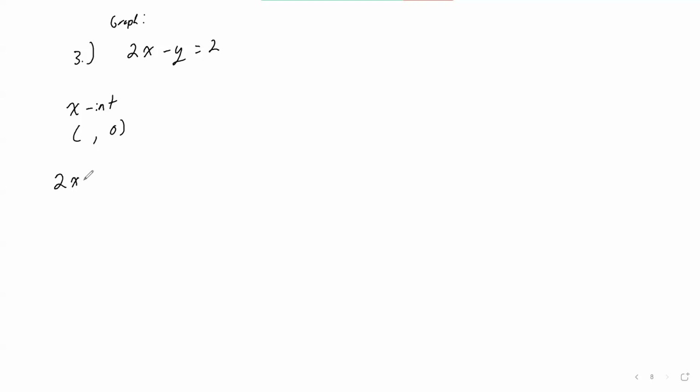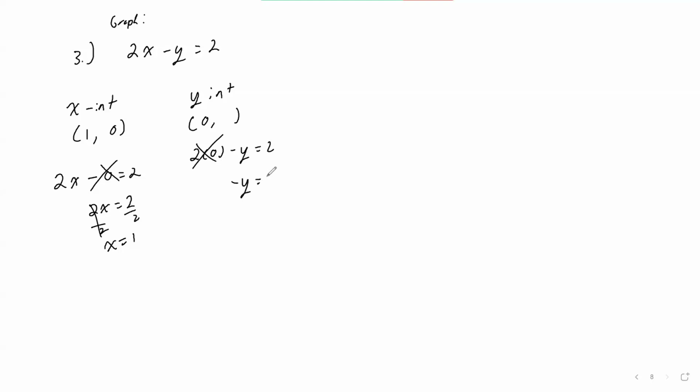Do I need this 0 anymore? Nope, goes away. Good. So there's my first point. So then again, my y-intercept, what do I know to be true about this one? The x is 0. So now it's 2 times 0 minus y equals 2. 2 times 0, so that goes away.